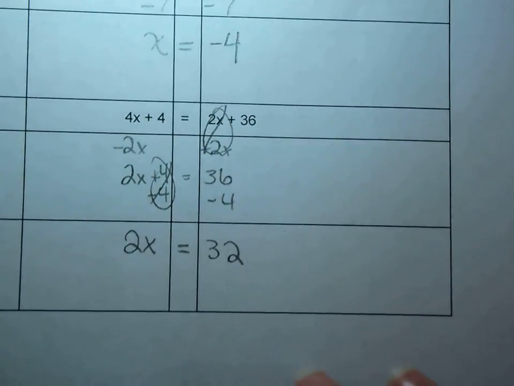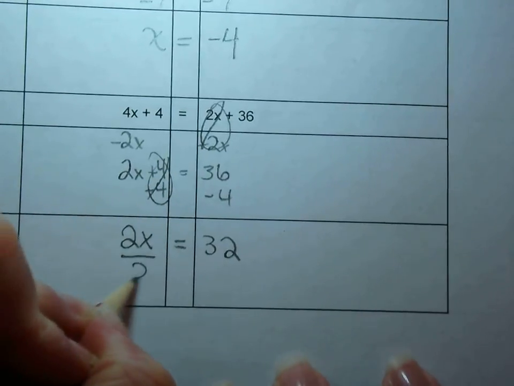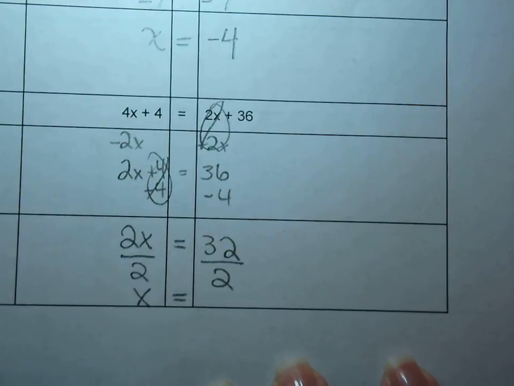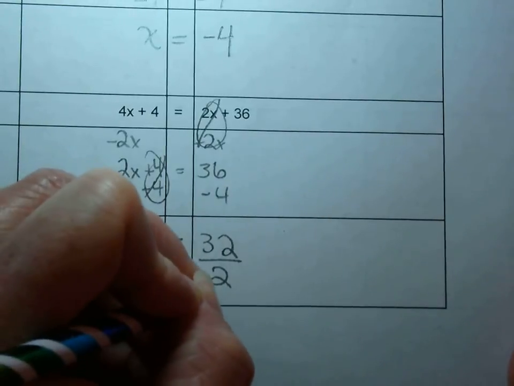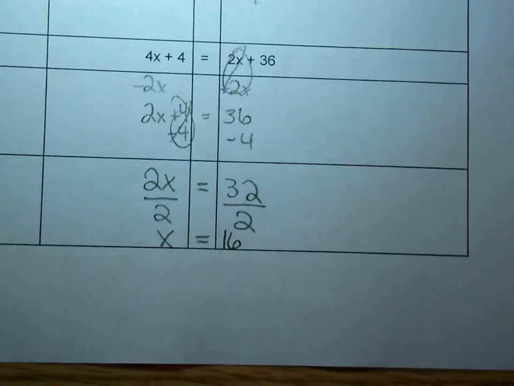Am I done? No. I have to divide by 2 because I have to get x all by itself. What's half of 32? 16. We good? Yeah. Excellent job.